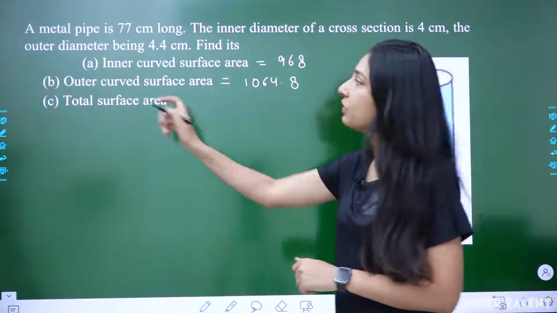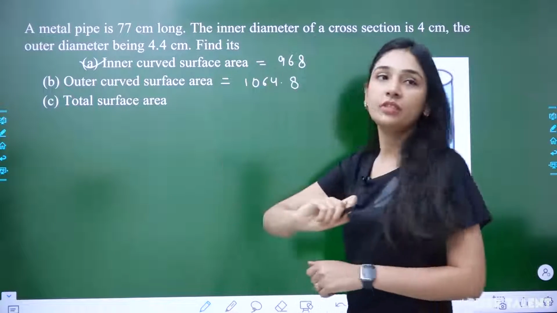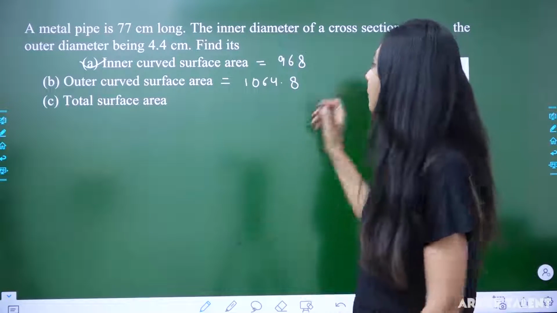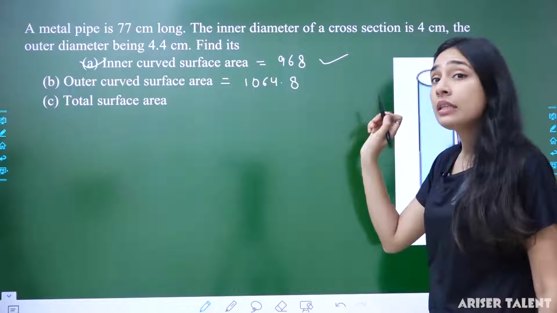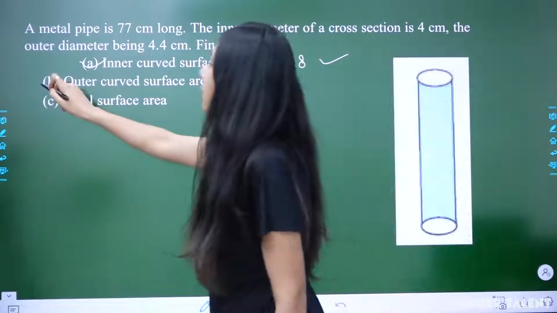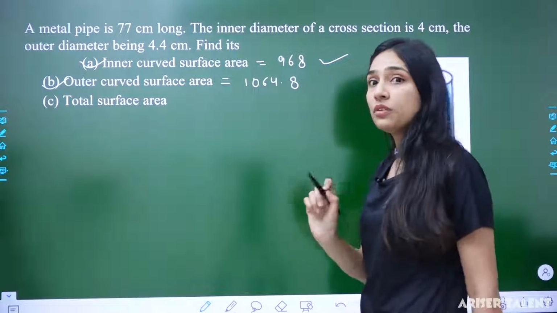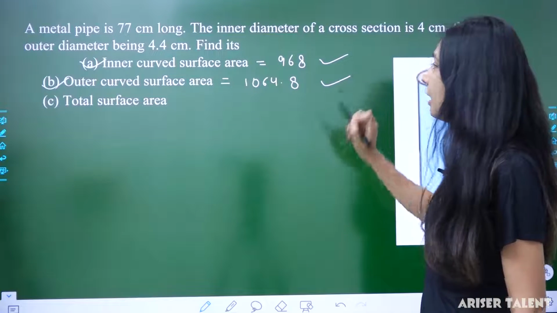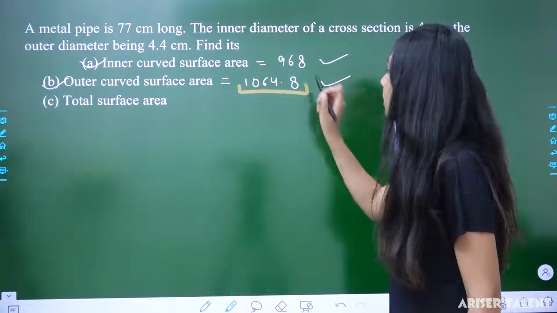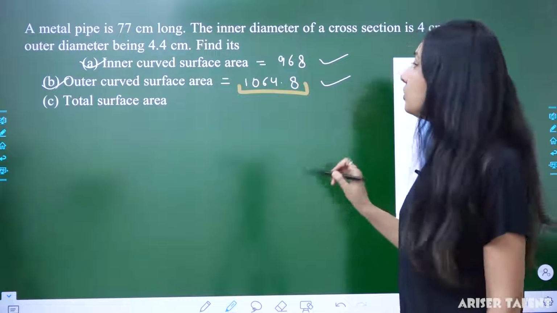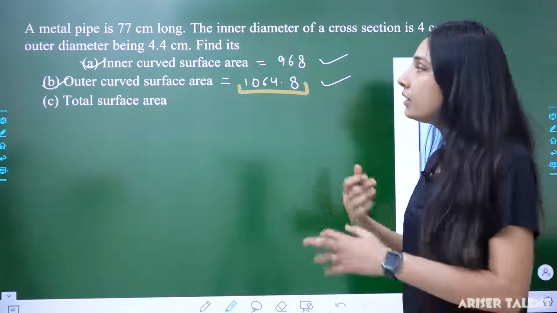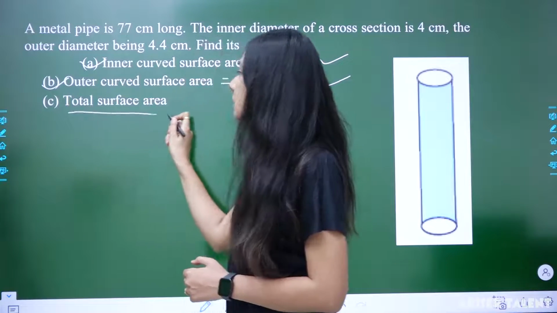Okay, the first part we have done, the inner curved surface area, with the help of a simple formula. It was calculated to be 968. The second part, the outer curved surface area, I left with you for calculation, and I hope you have the answer 1064.8. The third part of the question was the total surface area.